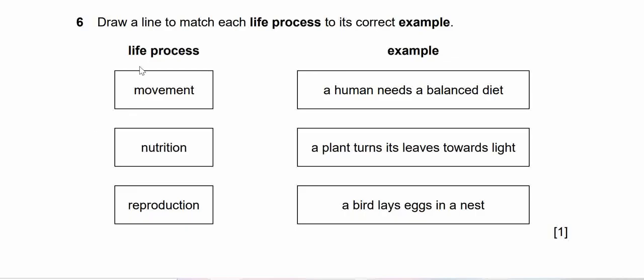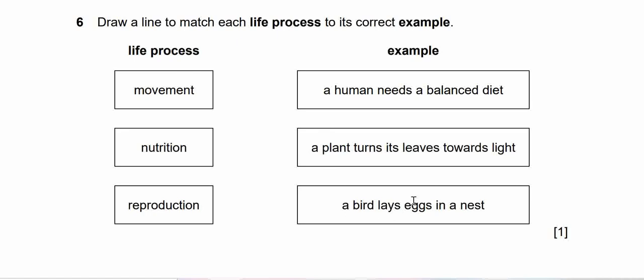Alright, next question. Here we go, question 6. Draw a line to match each life process to its correct example. Life process: movement, nutrition, reproduction. Example: human needs a balanced diet. A plant turns its leaves towards light. A bird lays egg in a nest. 10 seconds from now.